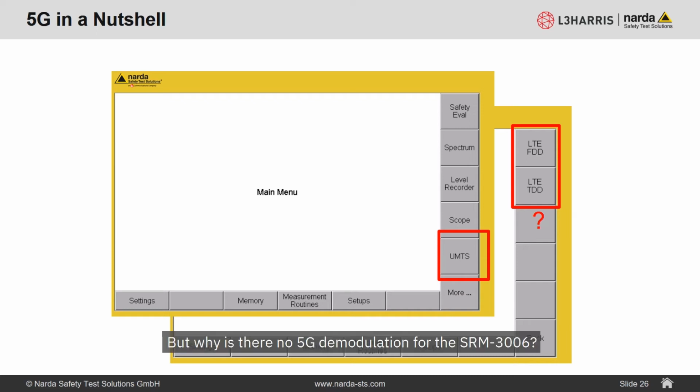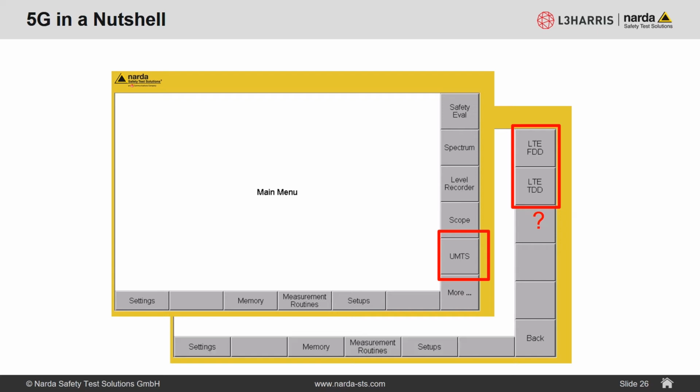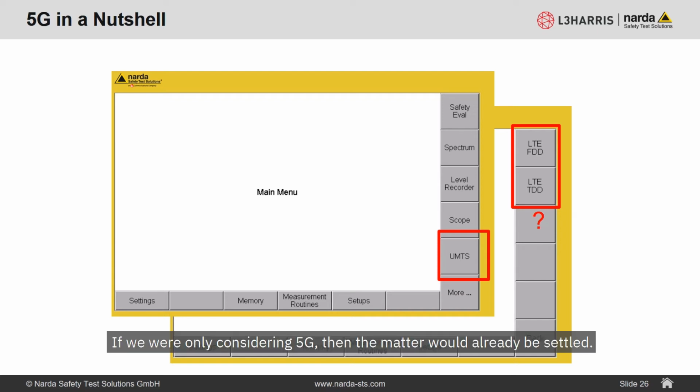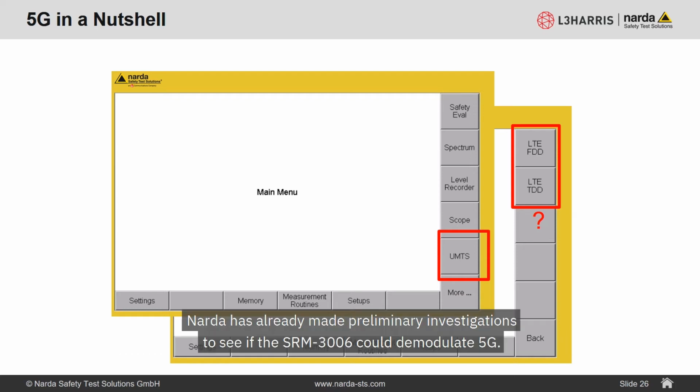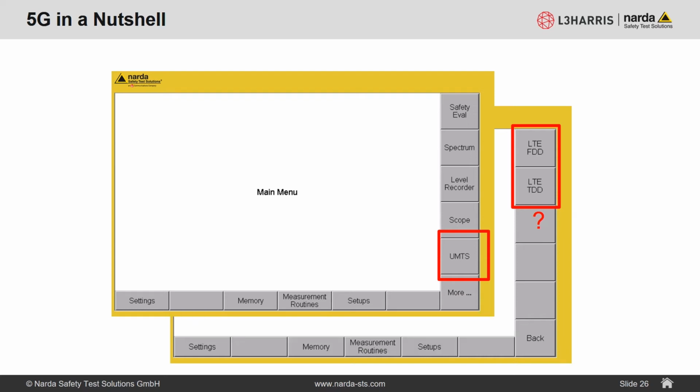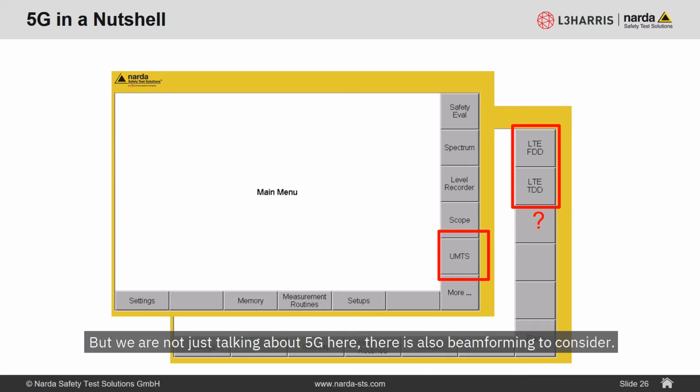But why is there no 5G demodulation for the SRM 3006? If we were only considering 5G, then the matter would already be settled. Narda has already made preliminary investigations to see if the SRM 3006 could demodulate 5G, and the signs here are positive. But we are not just talking about 5G here. There is also beamforming to consider.